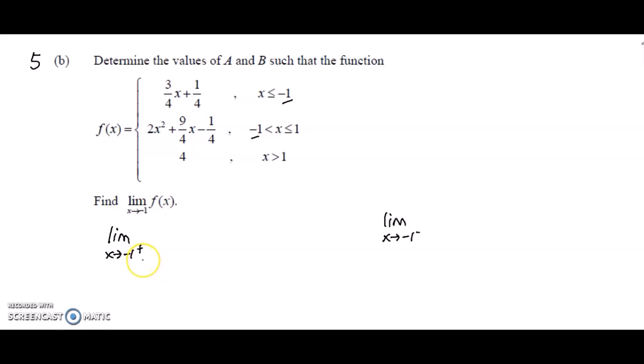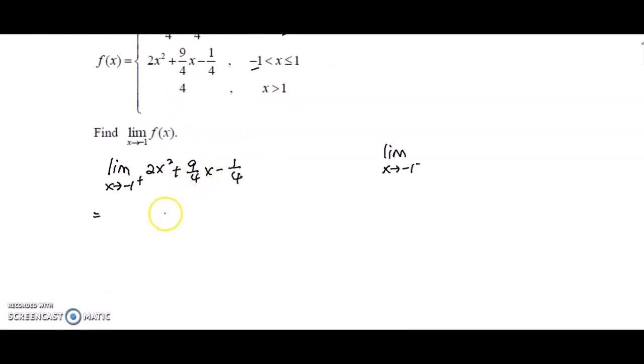For example, negative 0.999. So negative 0.999 will be somewhere over here, a value which is greater than -1. So the function f(x) we'll take is 2x squared plus 9/4 x minus 1/4. And for this right hand limit, we can just use the substitution method. We just put in -1 inside the x, 9/4 multiplied by -1 minus 1/4 and calculate. For the right hand limit, we have -1/2.